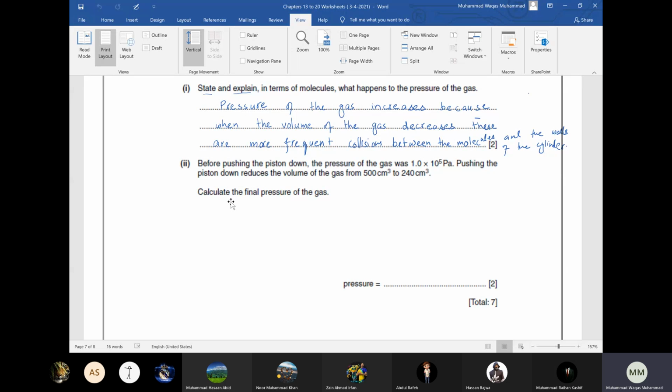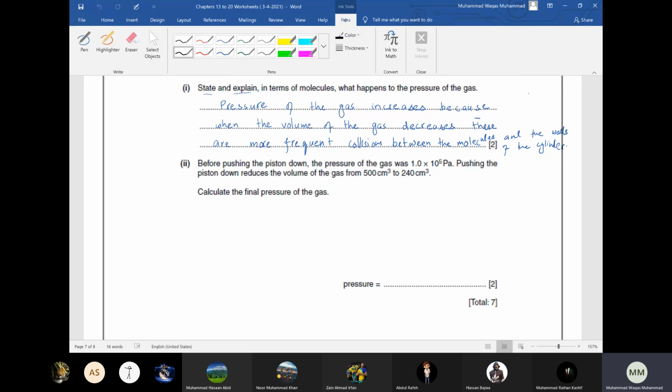Okay, beta. So how would we do this? This is the pressure before pushing the piston, so we can call it P1. Pushing the piston down reduces the volume of the gas from 500 cubic centimeter, which is V1, to 240 cubic centimeter, V2. We have to calculate the final pressure, which means we have to calculate P2. Beta, the equation is P1 V1 equals P2 V2, right?